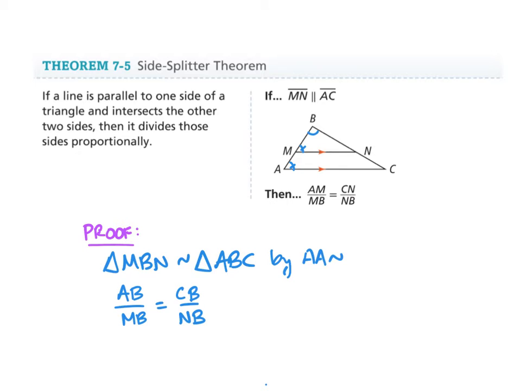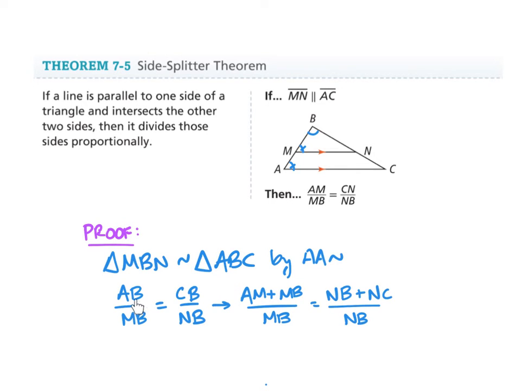And then from that, what we're going to do is, instead of saying AB, we're going to break that into its two parts, AM and MB. So now I'm going to take that statement and turn it into AM plus MB over MB. And I'm going to do the same thing with segment CB. I'm going to say NB plus NC over NB.